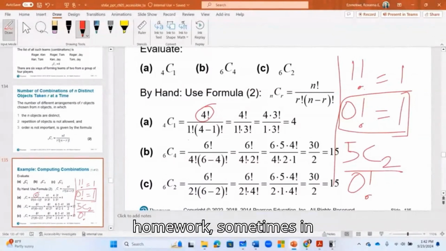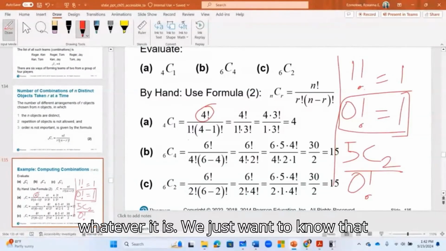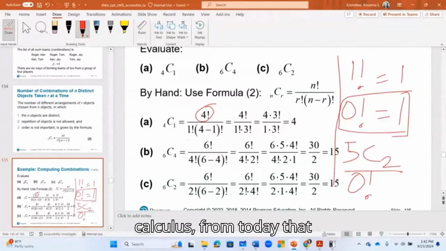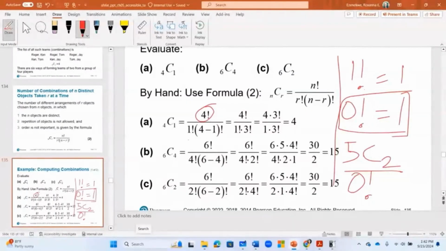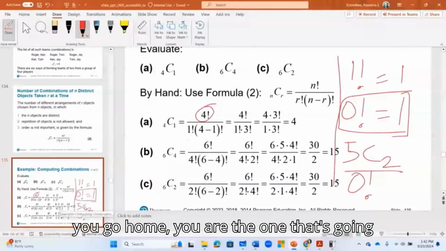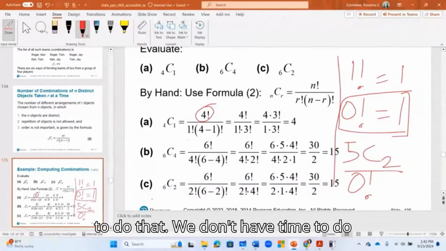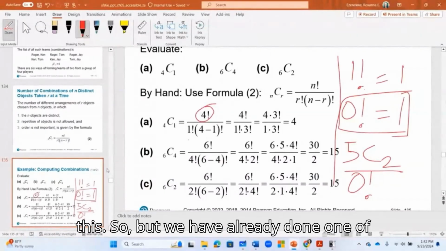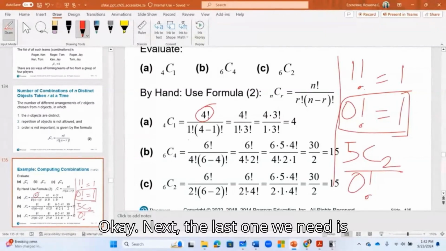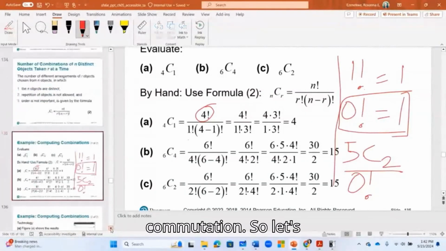Sometimes in the homework, sometimes in your SCT or SAT exam, whatever it is, you just want to know that from today, especially when you get to calculus, 0 factorial is 1. All right, okay. So I'm showing you this practice. When you go home, you are the one that's going to do that. We don't have time to do this, but I have already done one of them. Is that clear? Okay, next, the last one we need is permutation.